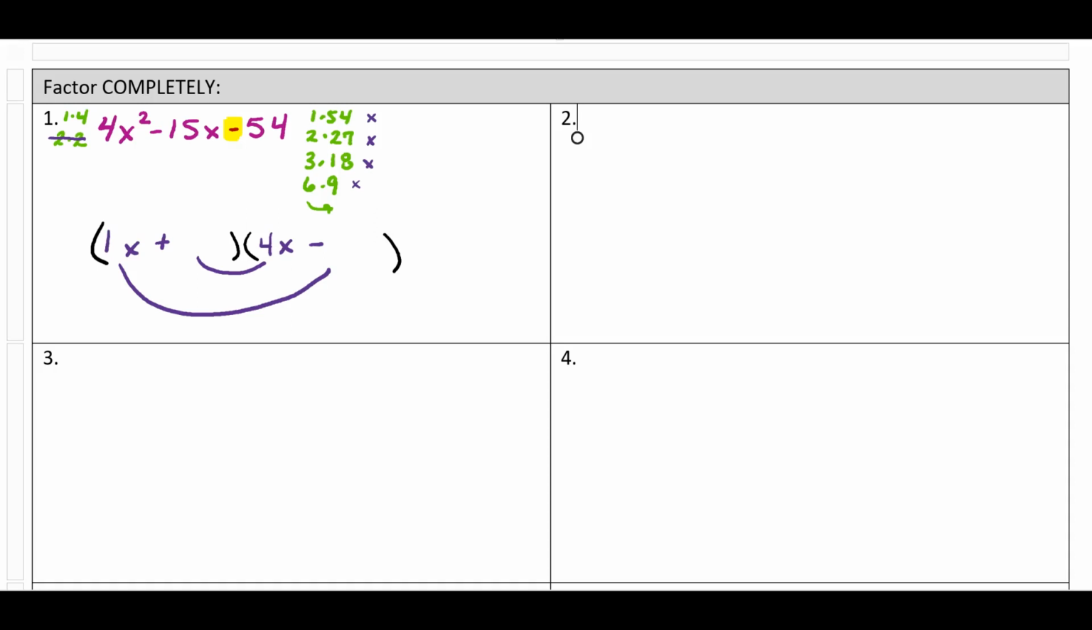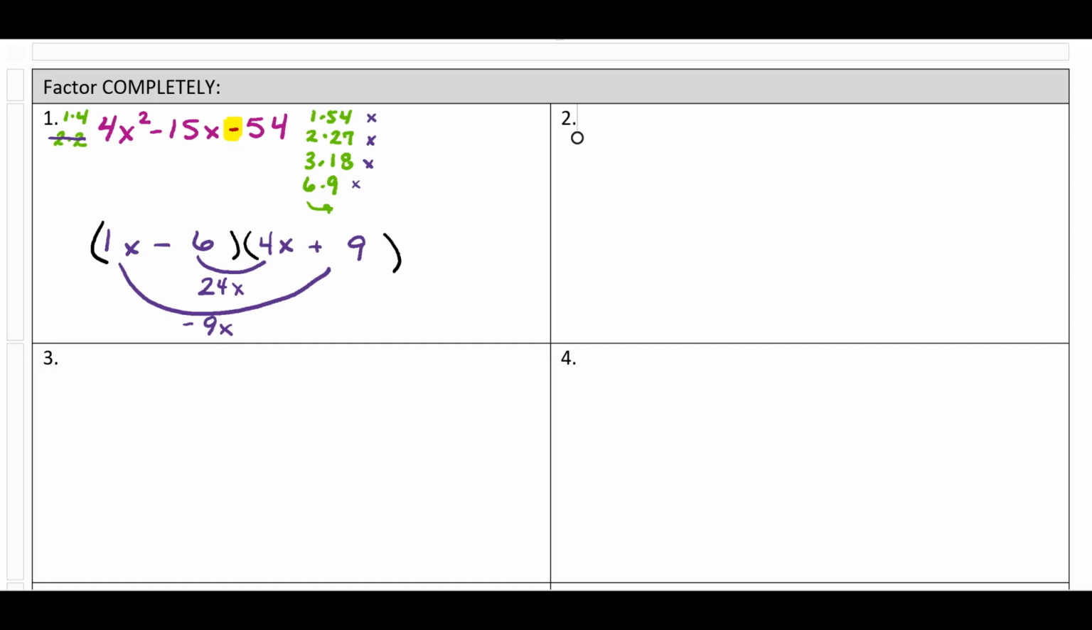Again, I'm going to start with my smallest, so maybe 6 and 9. So 6 times 4x is 24x. 1x times negative 9 is negative 9x, which is going to add up to 15x. So close. So I've got my number. The only thing wrong is my sign. So I'm going to erase my signs, and I'm going to flip-flop them.